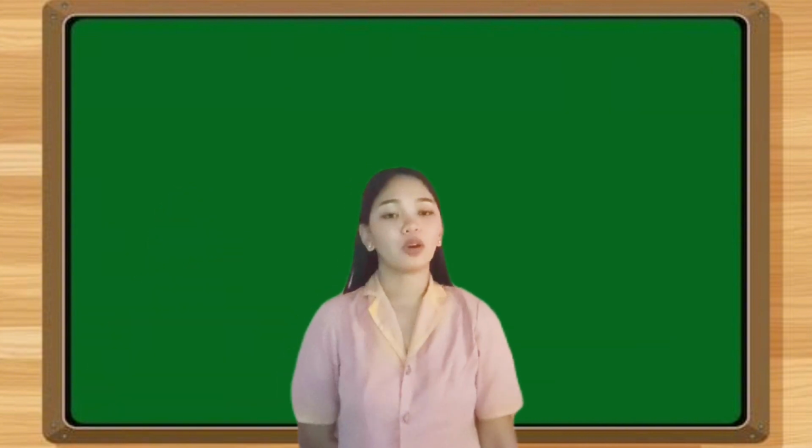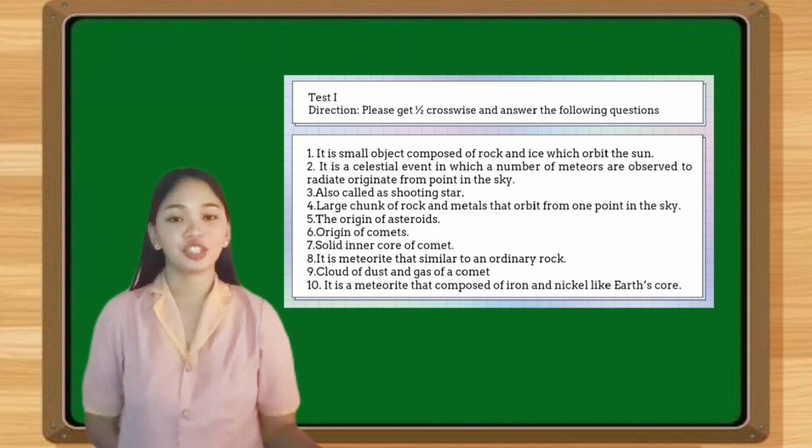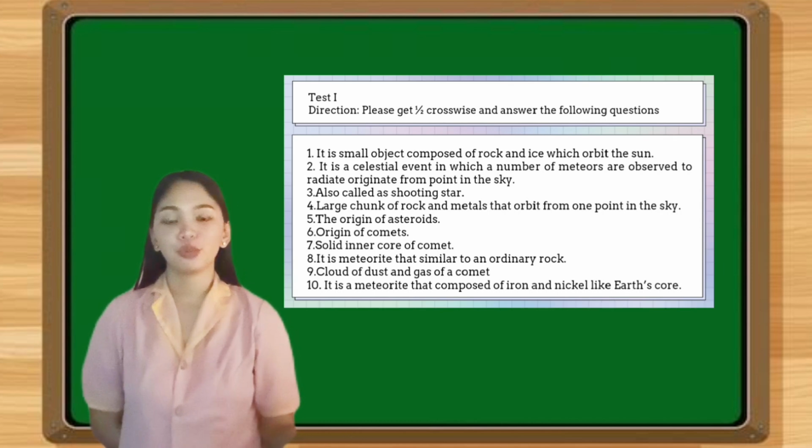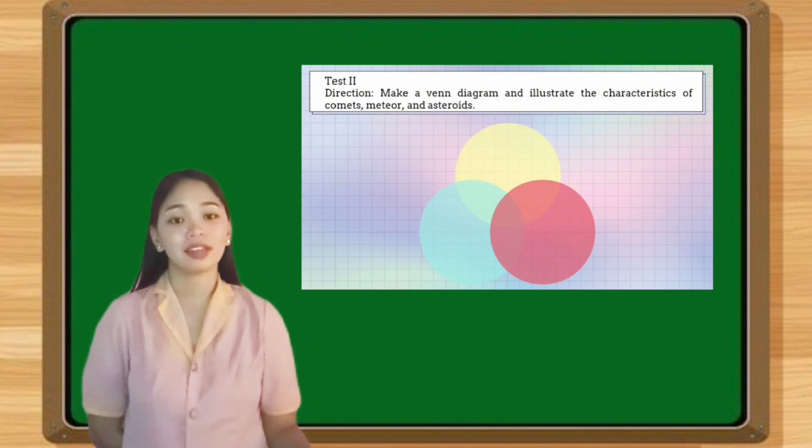Now class, let's have a quiz. Please get one half crosswise and answer the following questions in this one. While in this two, make a Venn diagram that illustrates the characteristics of comets, meteors, and asteroids.